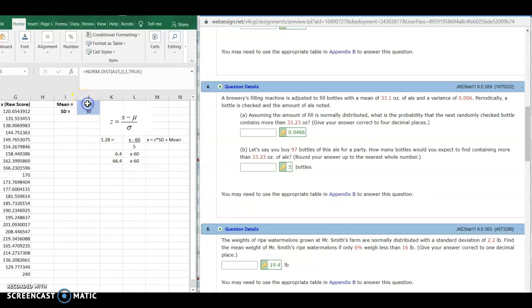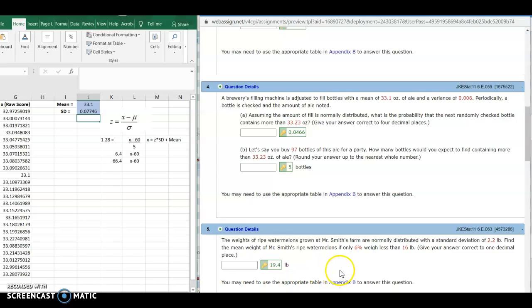So what we need to do is go to our Excel spreadsheet and enter the mean and standard deviation. Now, variance is just standard deviation squared. So we're going to have to take that variance and square root it to get our standard deviation. So our mean, though, is given to be 33.1. And our standard deviation will be equal to square root, open paren, of the 0.006, close paren. So now we've told Excel exactly what our mean and standard deviation are.